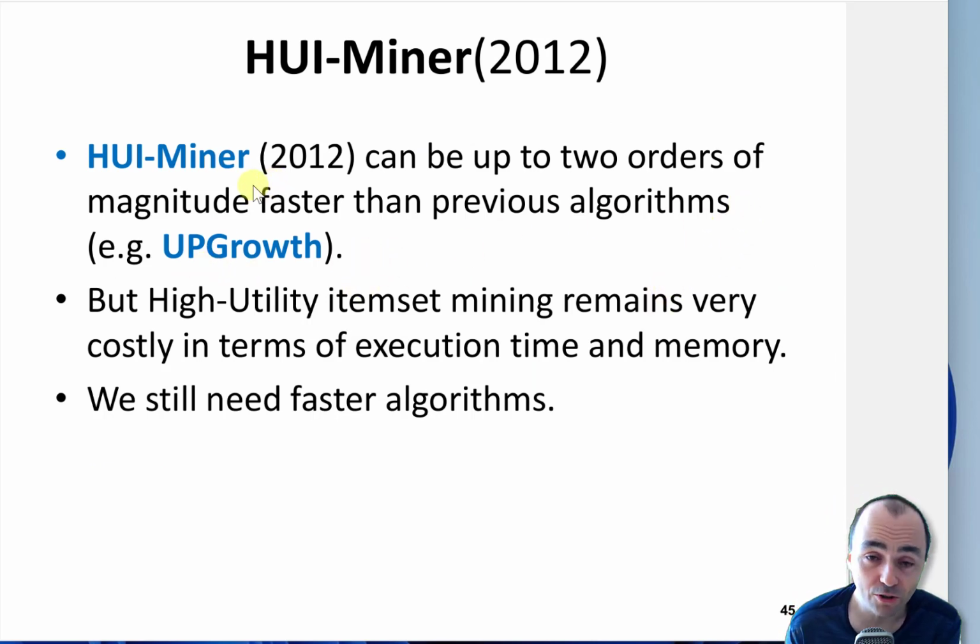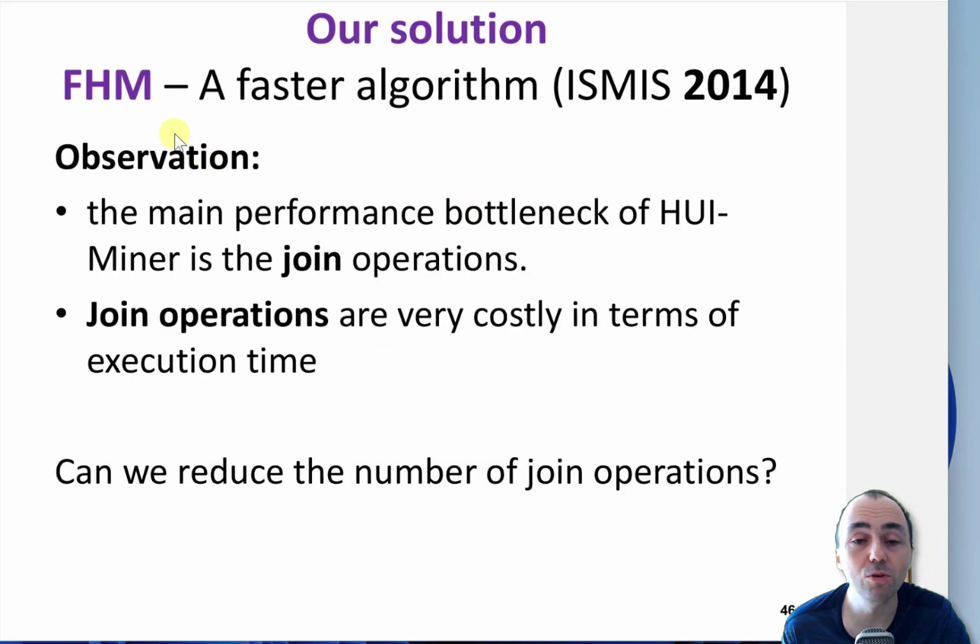So HUI-MINER is a good algorithm because it's very easy to program, and also, for example, it was found to be more than 100 times faster than the previous best algorithm like UP-Growth. But still, high utility item set mining is very costly in terms of time and memory. So there are also some other algorithms that have been designed in recent years. So here I will talk to you about another algorithm called FHM.